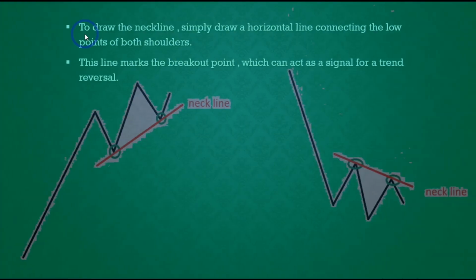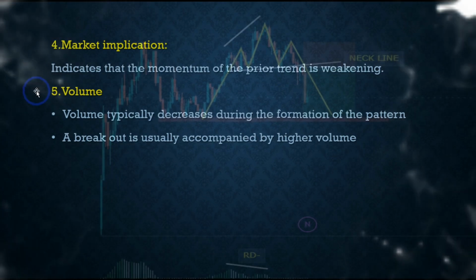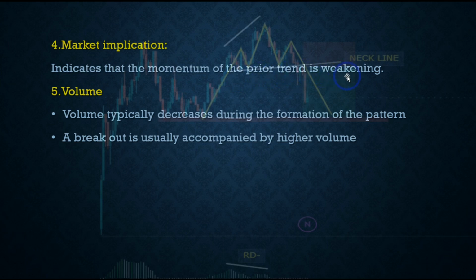To draw the neckline, simply draw a horizontal line connecting the low point of both shoulders. This line marks the breakout point, which can act as a signal for a trend reversal. The market implication is that the momentum of the prior trend is weakening. Volume typically decreases during the formation of the pattern. A breakout is usually accompanied by higher volume.